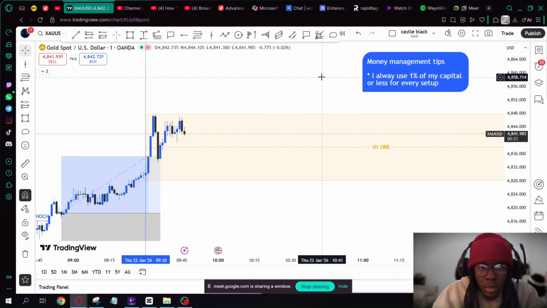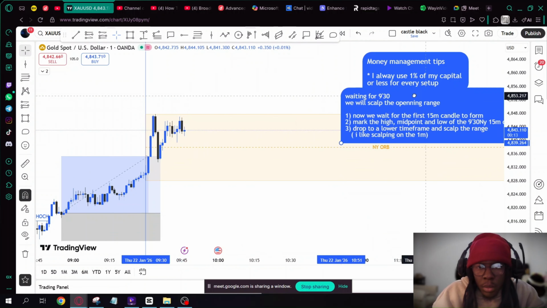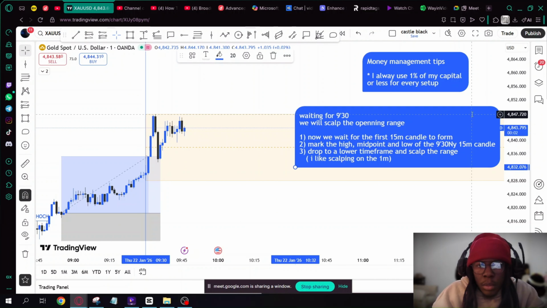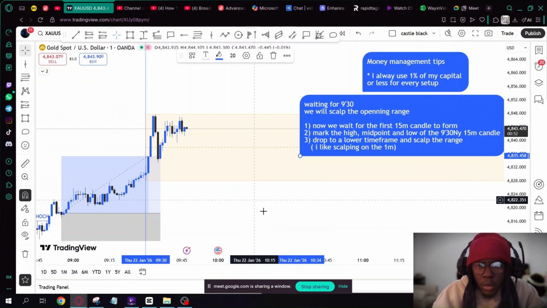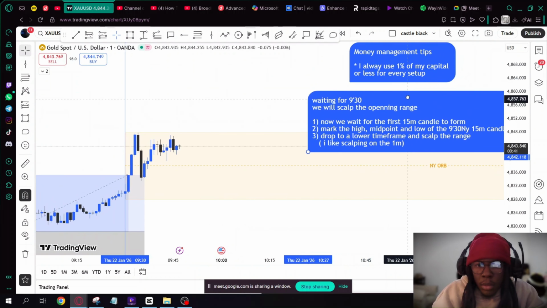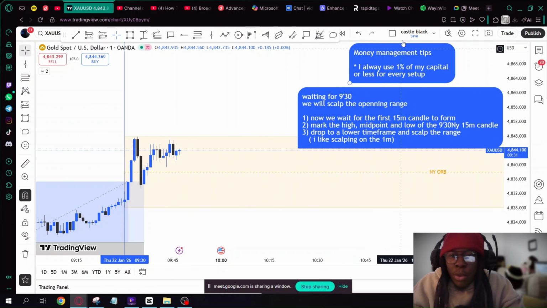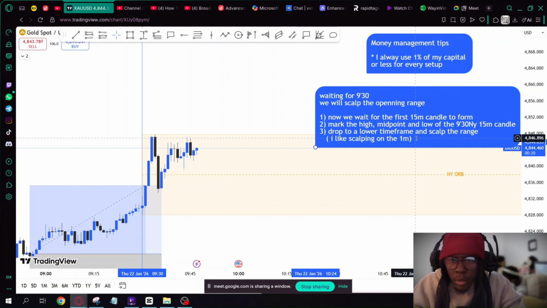So today we are going to be trading gold for the New York session. We are going to be scalping. We are going to be scalping the opening range breakout.